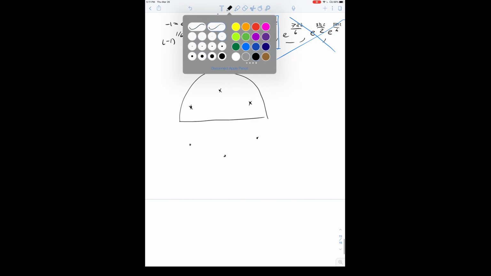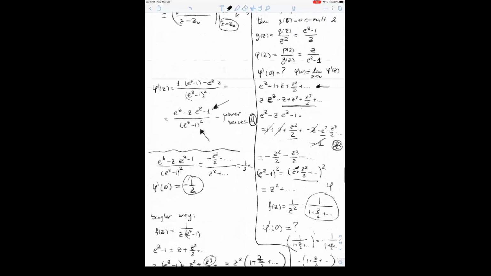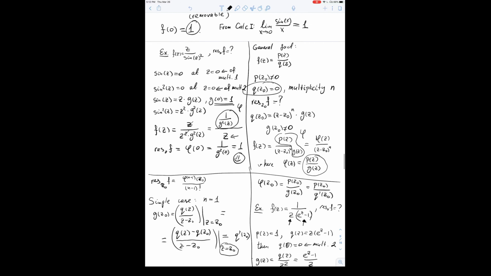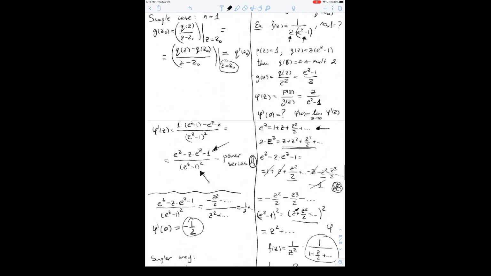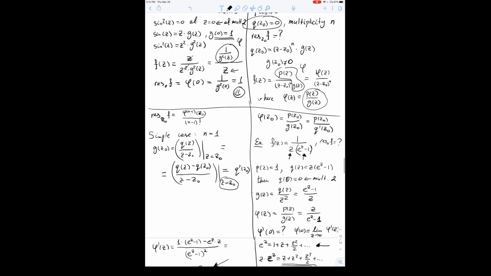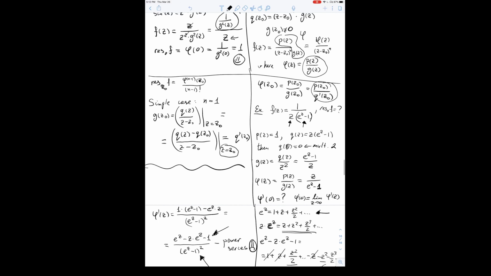Okay, so now I can actually compute the residues. And now I'll go a little bit back to remind you of the fact that if we have P over Q, and Q has a simple zero, then the residue is just P of z0 divided by Q prime of z0. Yeah, here it is.